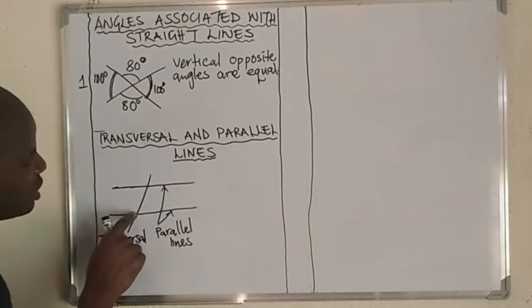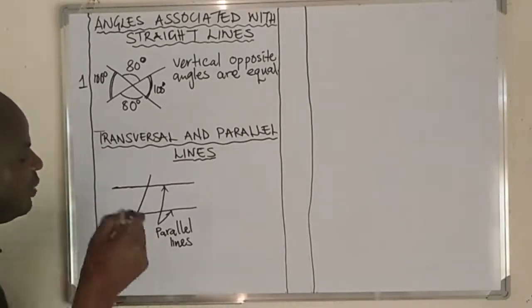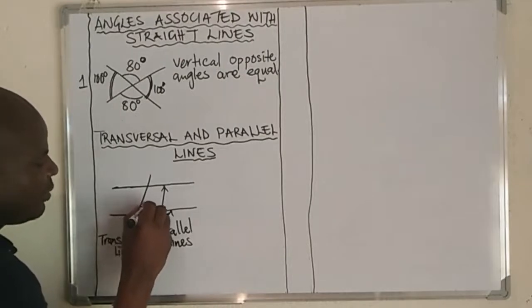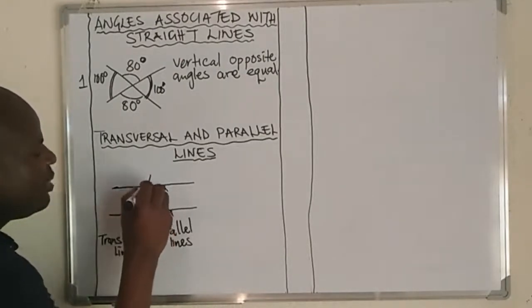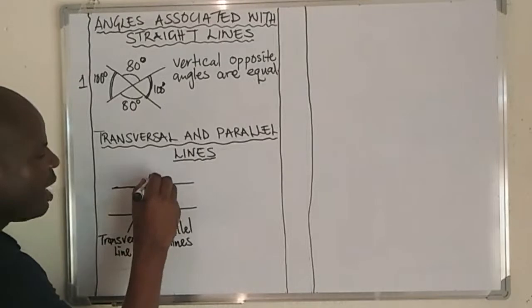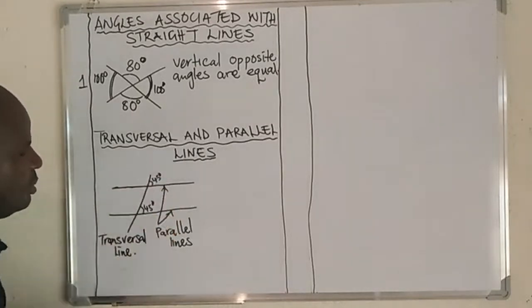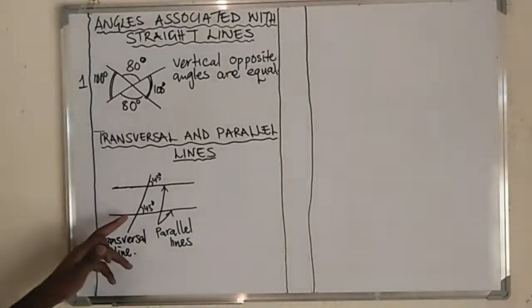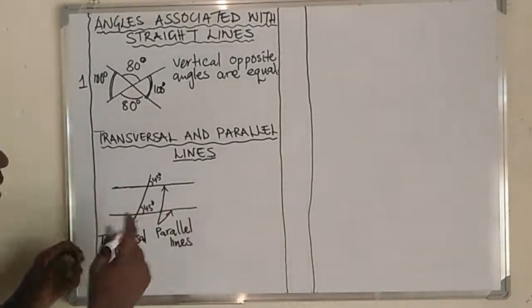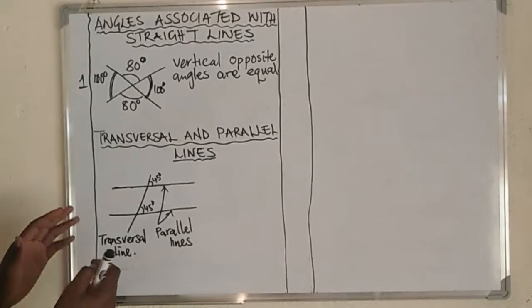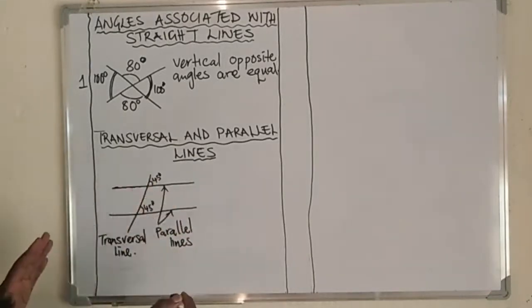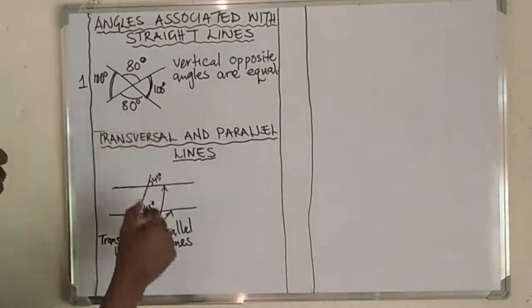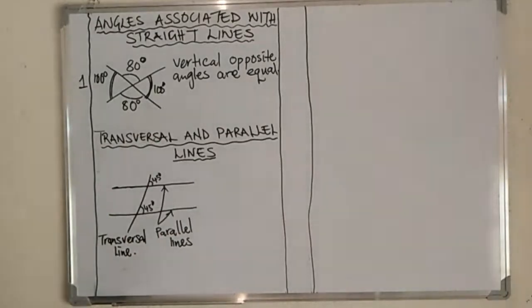Remember, this line is crossing this line at a certain degree. For instance, if it is crossing here at 45 degrees, that means even here it will cross at 45 degrees. You need to bear in mind that when this line crosses here on the right side, it has bent at 45 degrees. That means it will cross the second line at the same degree.